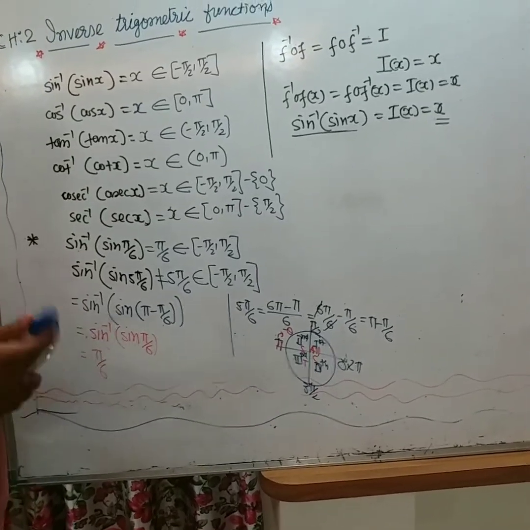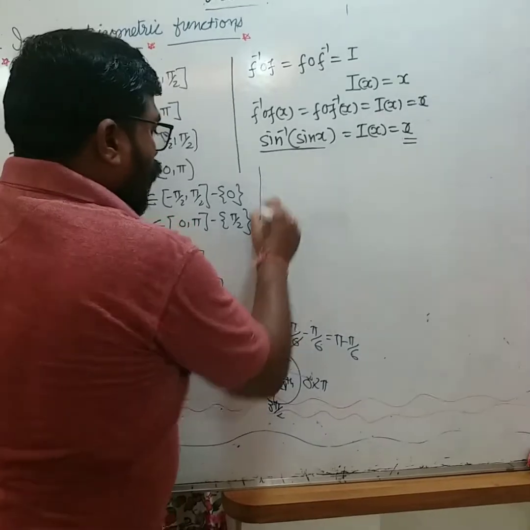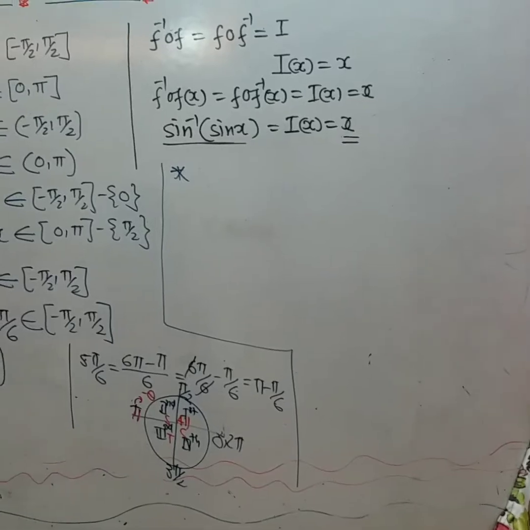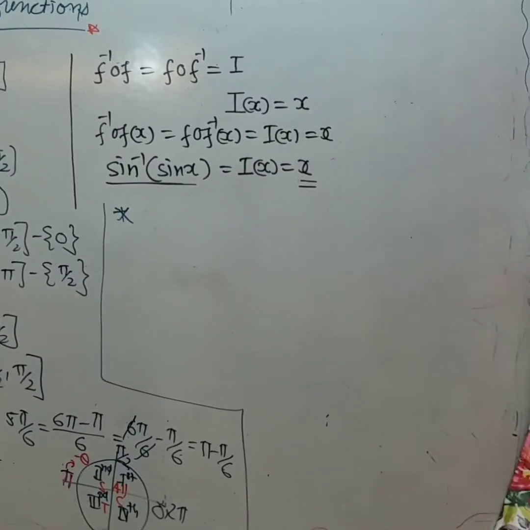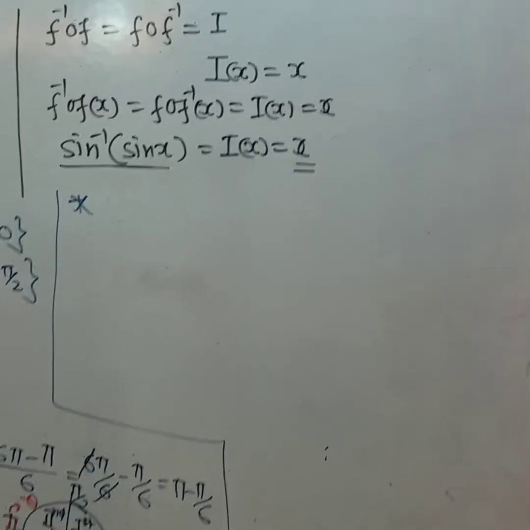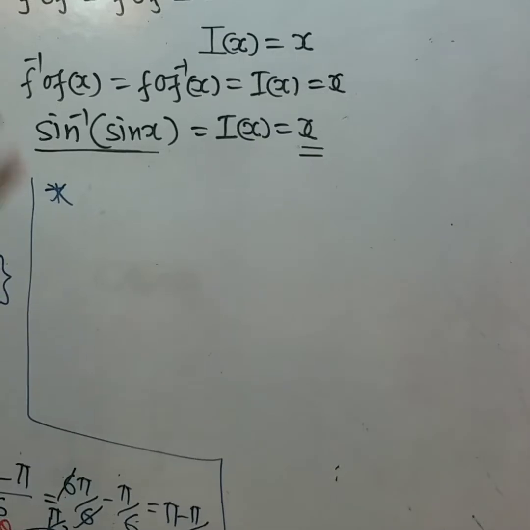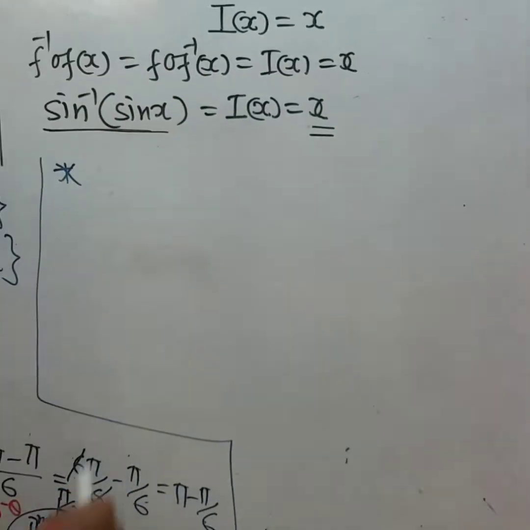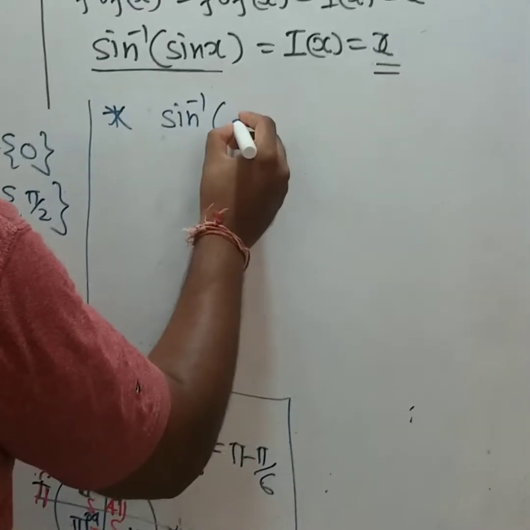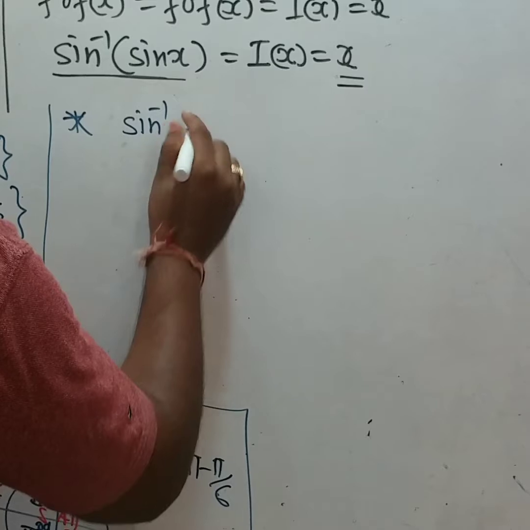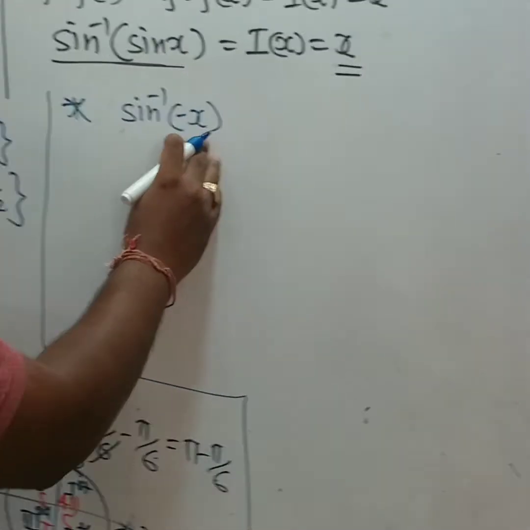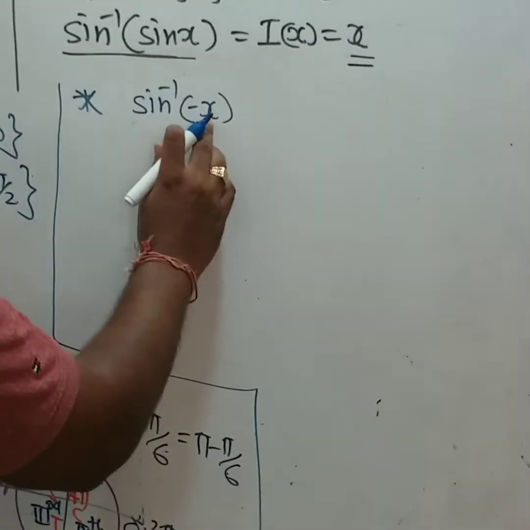Understood? Now we'll learn about some more concepts. Okay, this is the illustration of this. How can we obtain this? The same method we can apply to all inverse trigonometric functions. Now I will show you some further detail. See here, sine inverse of x, sine inverse of minus x. When x is positive, then sine inverse of minus x is negative.